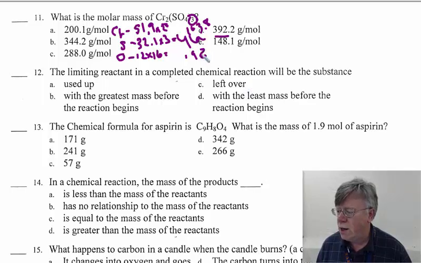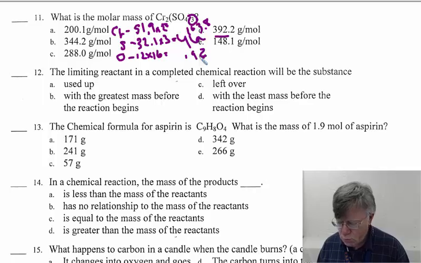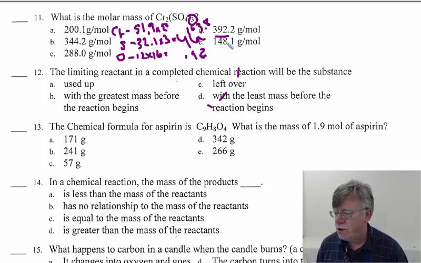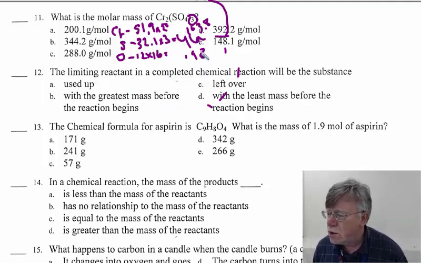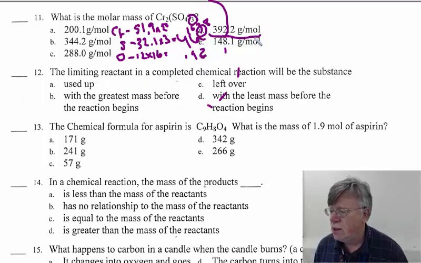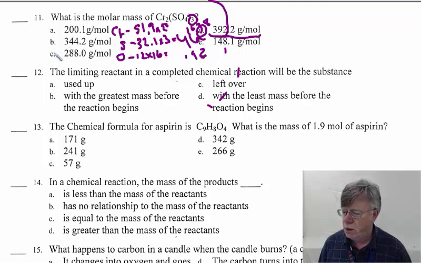So I'm forced to add up all 3 of those. 192 plus 96 equals plus, I guess it was 103. I get 392, which is close enough to this answer right here. So you can see the answer is going to be this one right here, 392 grams per mole. That appears to be answer D.